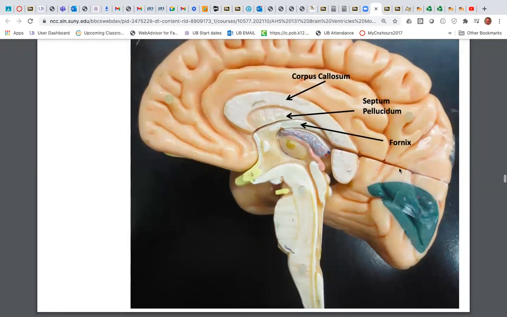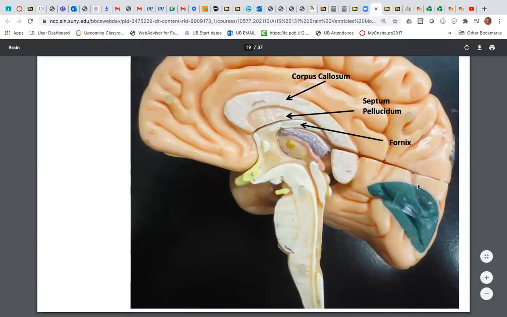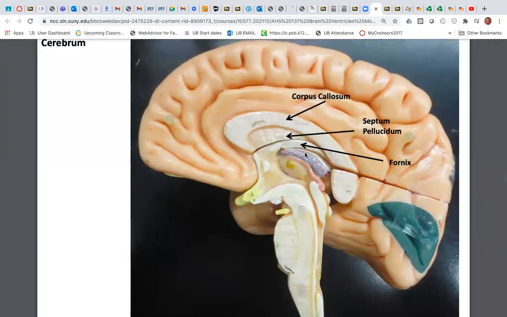This is the cerebrum, all up here. These are the different parts of the cerebrum, like frontal lobe, parietal lobe, occipital lobe. In the center here, here's the corpus callosum. This is that white band that I said helps the left and right side of the brain to communicate with one another.